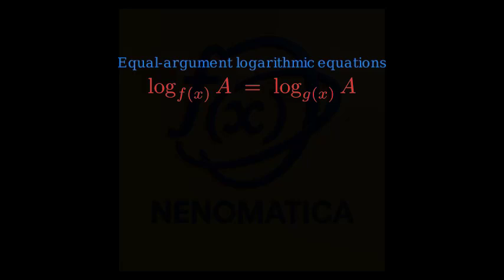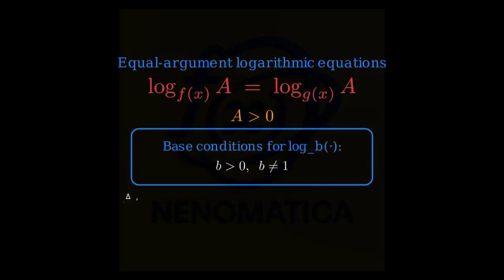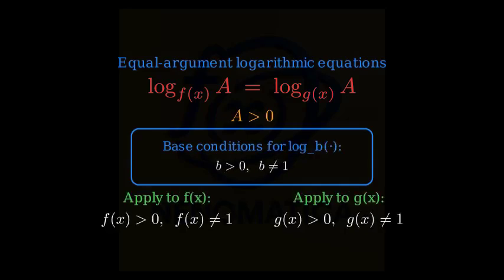Start with the template. We consider log base f of x of capital A equals log base g of x of capital A. For any logarithm to be defined, the argument must be positive, so capital A is strictly greater than 0. Now, recall the base conditions for a logarithm. The base must be positive and different from 1. We'll apply these to f of x and to g of x separately.